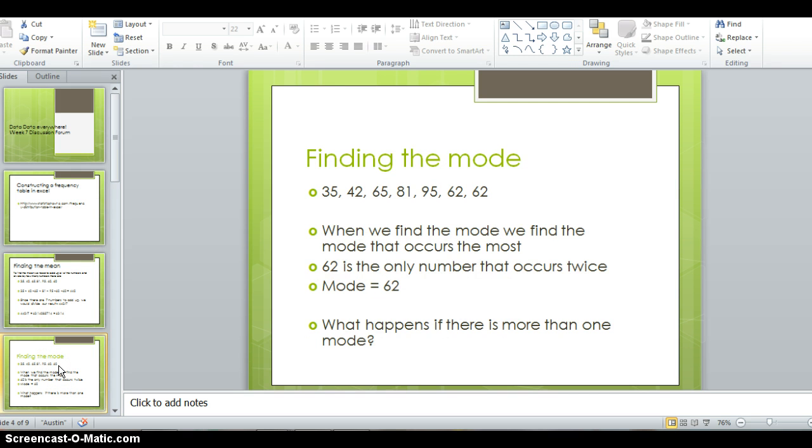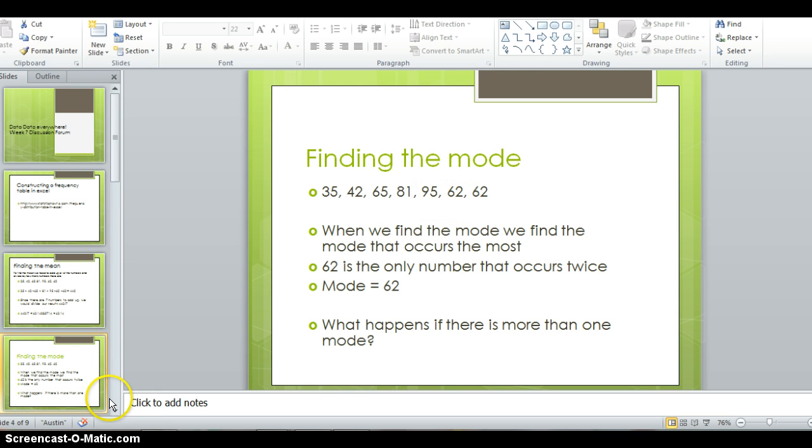The next thing we'll do and learn is to find the mode. When we look for the mode, we look for the number that occurs the most. In this case, it is 62 because it comes up twice. What happens if there's more than one set of numbers? You can have more than one mode. So if there were 2 62s and I added another 95 in there and we had 2 95s, there would be 2 modes. 62 would be a mode and the 95.